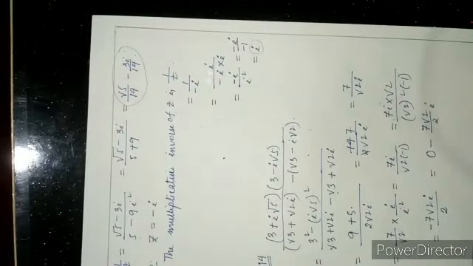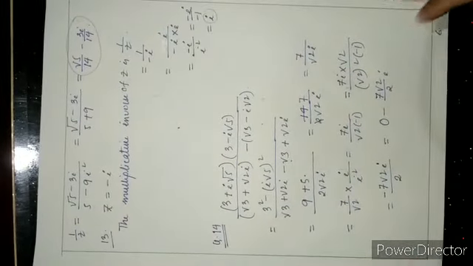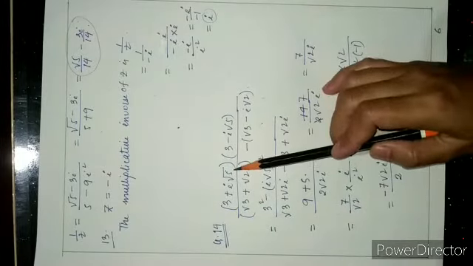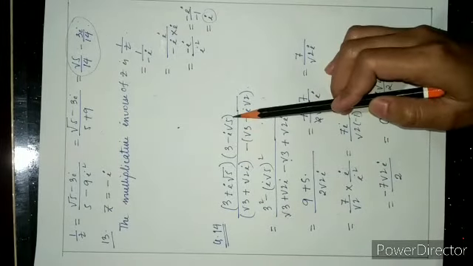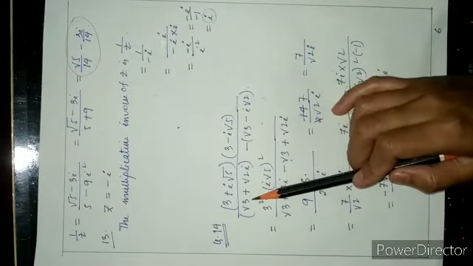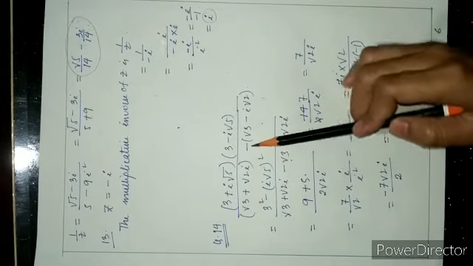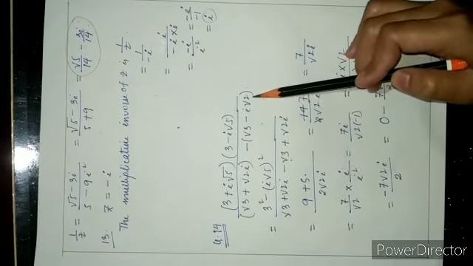Next question, question number 14. Express the following expression in the form of a plus ib. Here the given expression is 3 plus i root over 5 into 3 minus i root over 5 divided by root over 3 plus root over 2i minus root over 3 minus i root 2.